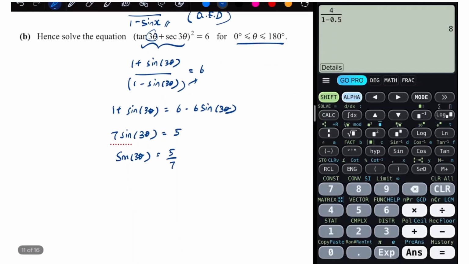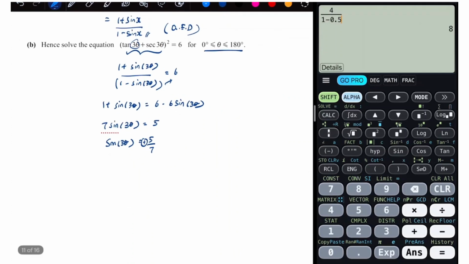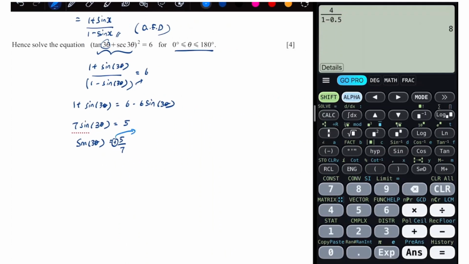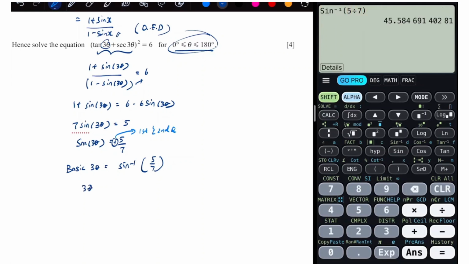Okay, so this will be based on this. Sine positive will be in the first and the second quadrant. So find out the basic angle. The basic angle for 3 theta will be sine inverse 5 over 7. Everything has to be in degrees. Set to degree mode, shift sine 5 over 7. That's going to give me 45.584. Okay, that's my basic angle.